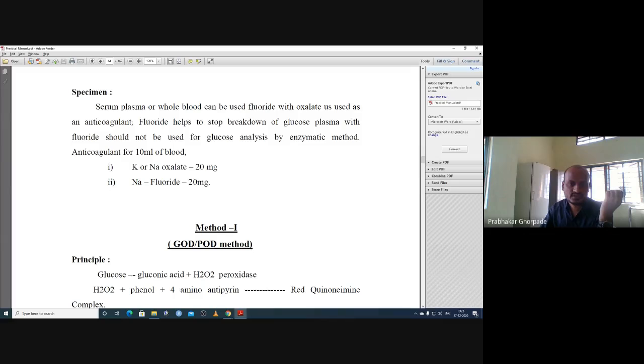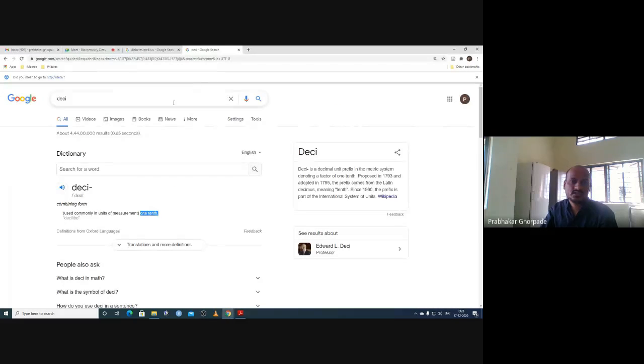Fluoride is an enzyme inhibitor. It is used as an inhibitor of glycolysis, which is why we use it here. It is mentioned that fluoride should not be used for glucose analysis by the enzymatic method. As an anticoagulant for 10 ml of blood, we can use potassium oxalate or sodium oxalate, 20 milligrams, and sodium chloride, 20 milligrams. These are the anticoagulants you can use if you are planning to use whole blood, or if you are planning to use serum.